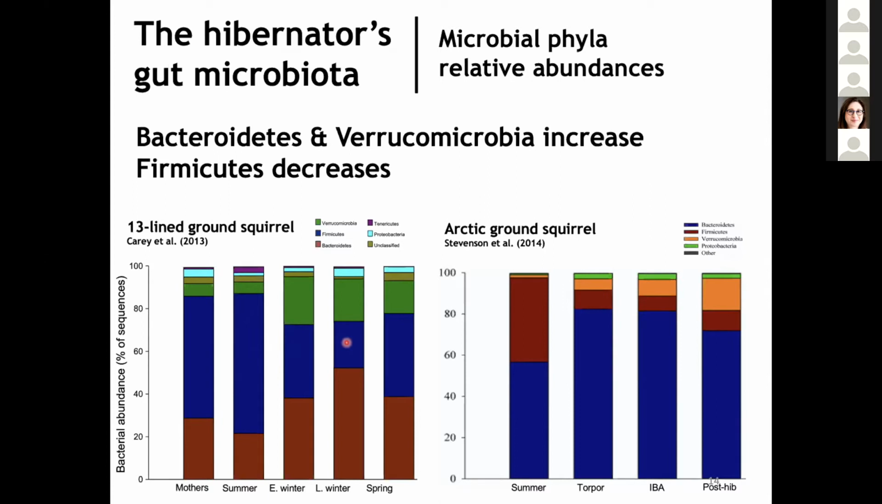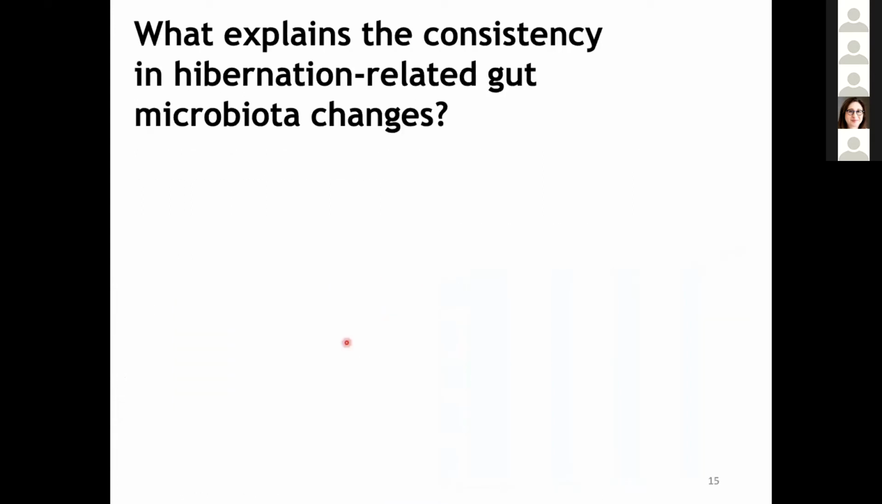So this is interesting, because despite the fact that these are different species that live in different environments, there's some consistency to their gut microbiotas and how they change over the hibernation season. So much so, in fact, that it's been posited that perhaps there is a core gut microbiota that exists among obligate hibernators, like the 13-line ground squirrel and the Arctic ground squirrel that we see here. So the question, therefore, is what's driving this consistency in gut microbiota changes?